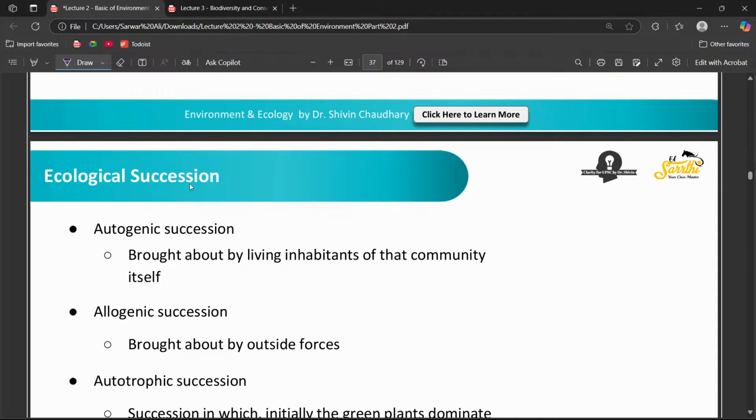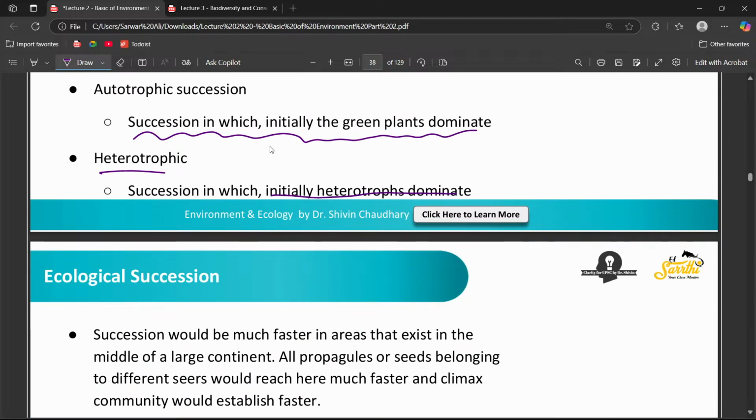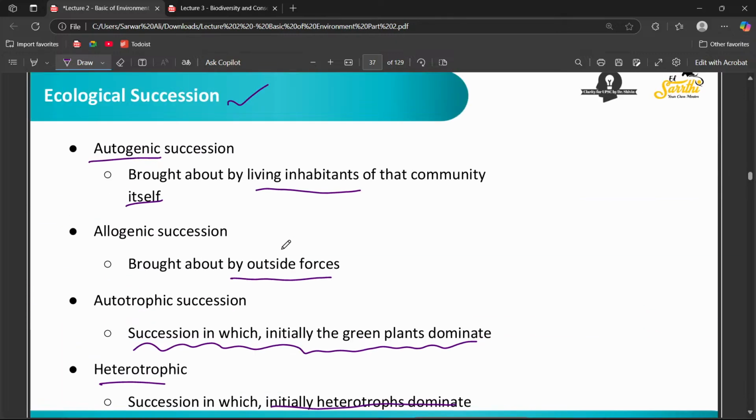Next we have ecological succession. There is autogenic succession, which means brought about by living inhabitants of that community itself. Allogenic means outside forces. Autotrophic means succession in which initially the green plants dominate. Heterotrophic means succession in which initially heterotrophs dominate. So there are four types which we have read in this page. We will go over it again.